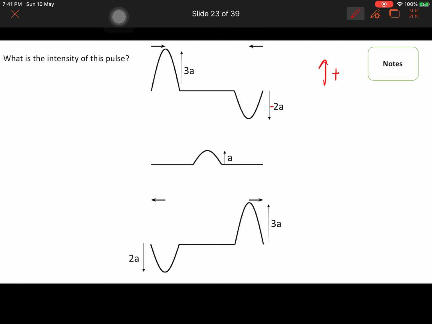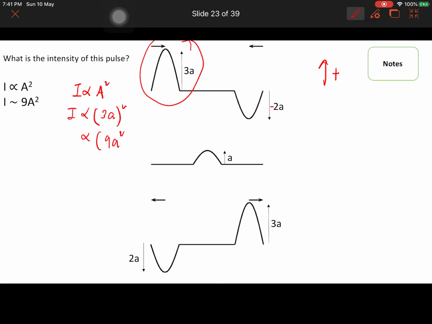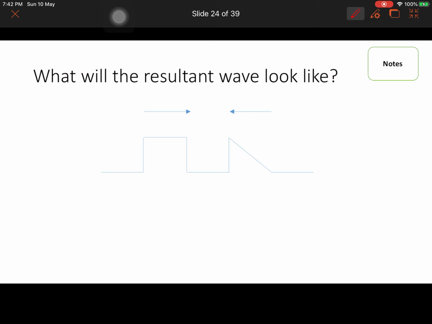Now what's the intensity of the pulse on the left? What's the intensity of this pulse here? Remember we said that intensity is proportional to A square. So the intensity of that would be proportional to 9A square, because I is proportional to A square, and in this case it will be 3A squared, so it will be 9A square.